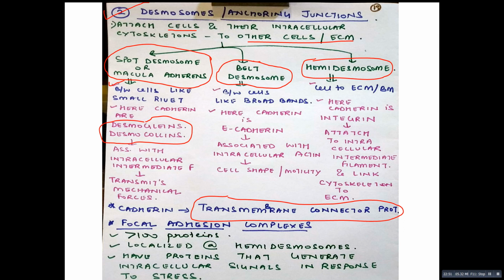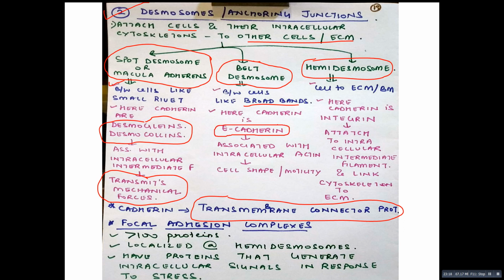Now these are associated with intracellular intermediate filaments, and the main function of these desmosomes is to transmit mechanical forces. Coming to the belt desmosome, they are also between the cells, but the difference from the spot desmosome is that they are like broad bands, and here the cadherin that they use is known as E-cadherin. They are also associated with intracellular actin, and the main function of the belt desmosome is to maintain cell shape and motility. The third type is the hemidesmosome.